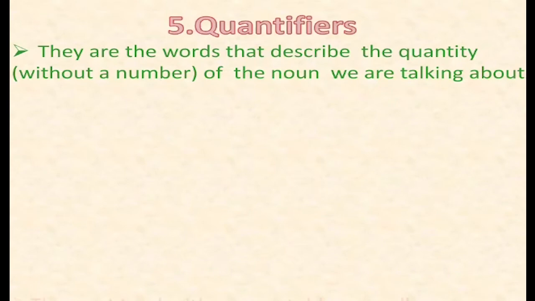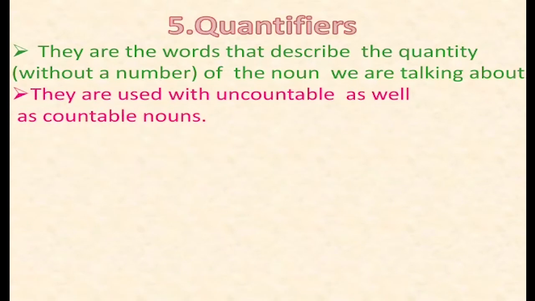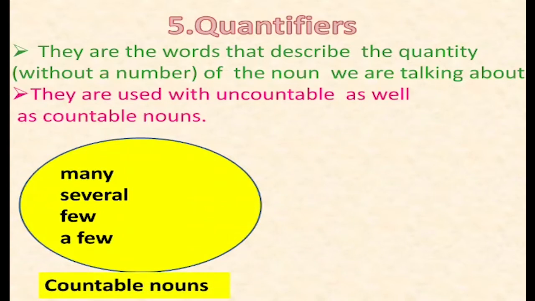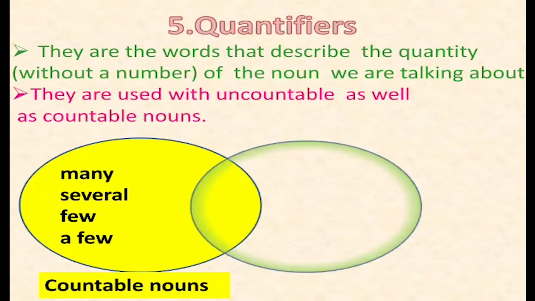Okay, they are used with uncountable as well as countable nouns. With both you can use quantifiers. Okay, let's look at some examples. Many, several, few, and a few are used with countable nouns, when you can count them, when you can form plurals of these nouns.